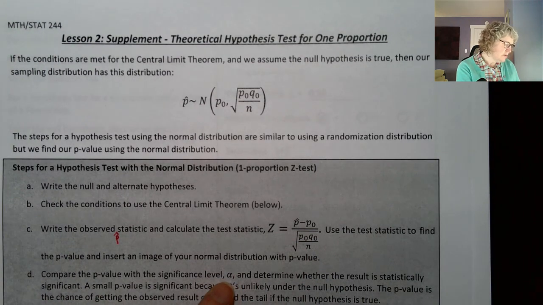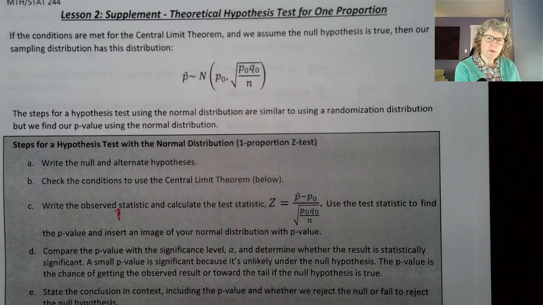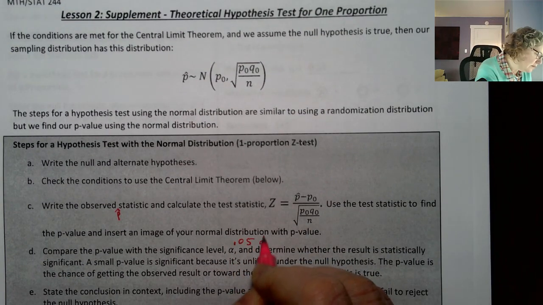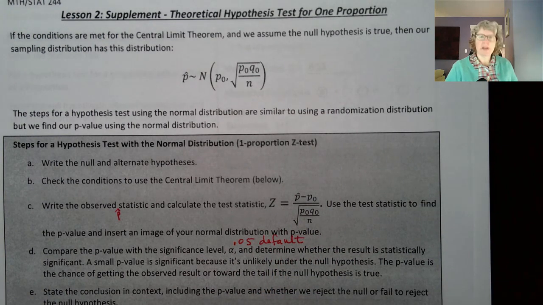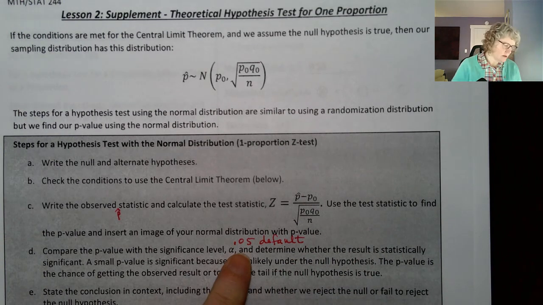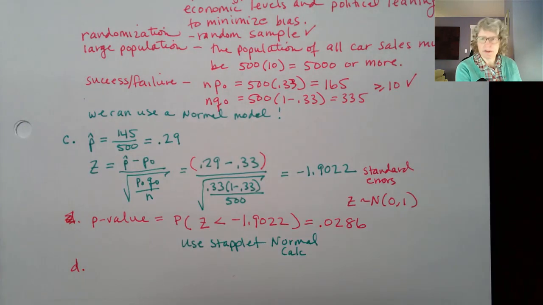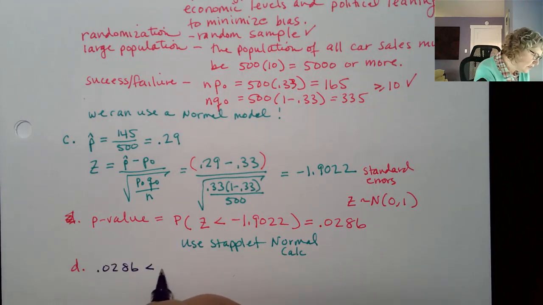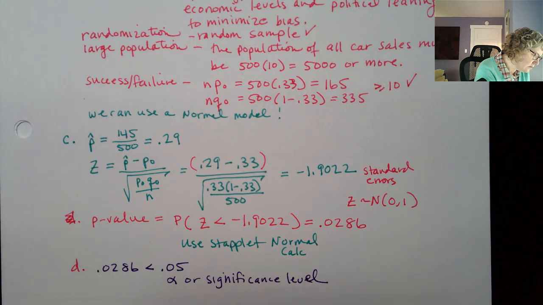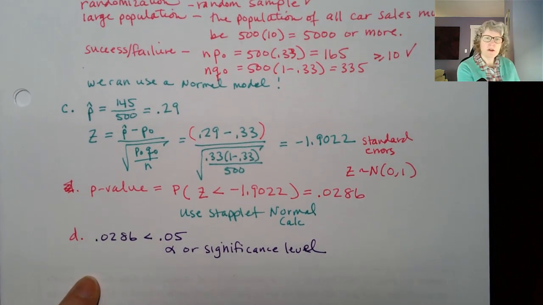D says compare the p-value with the significance level. Now remember, if we're not given one, we use a default of 0.05. That's kind of our standard, like it goes with the 95% confidence. What's something less than 5%, we consider that unlikely. So for D, I'm going to compare our p-value, 0.0286 is less than 0.05, and this is our alpha or significance level.